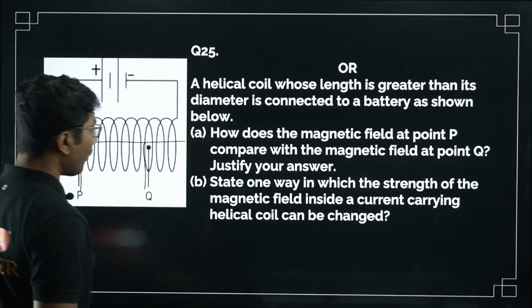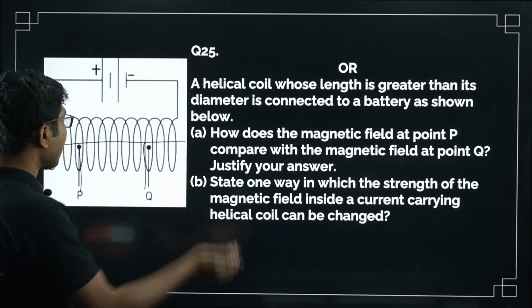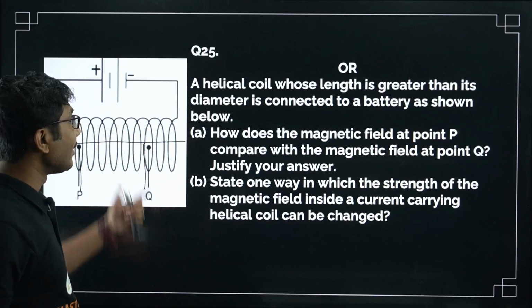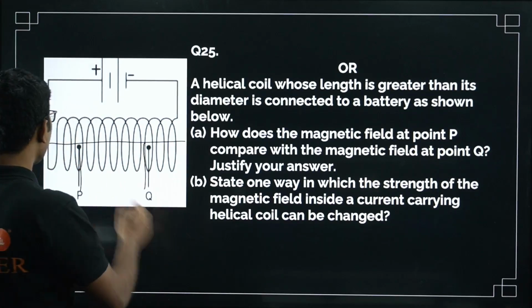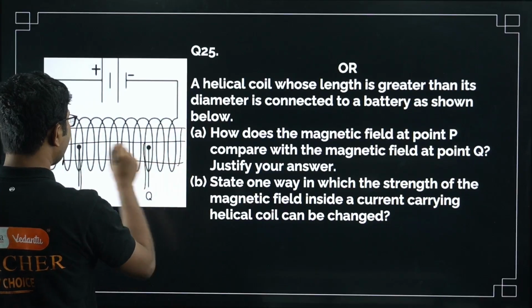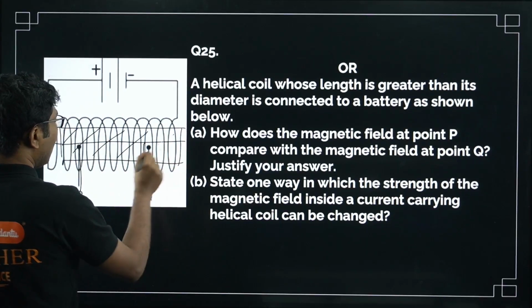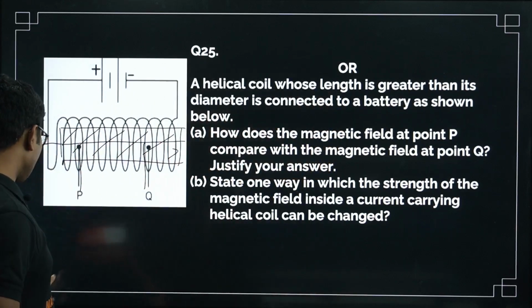And how to change the strength? There are a few ways to do that. You can increase the number of turns, you can increase the current. In this case I think the battery and number of turns are both fixed, so what you can do is add a soft iron core inside the coil to increase its strength. Okay, that is the answer they are looking for in this question.